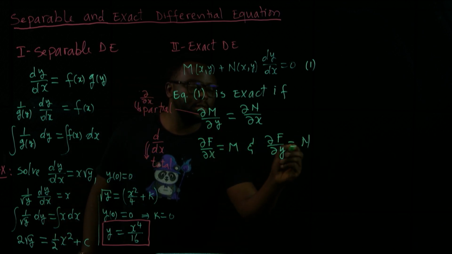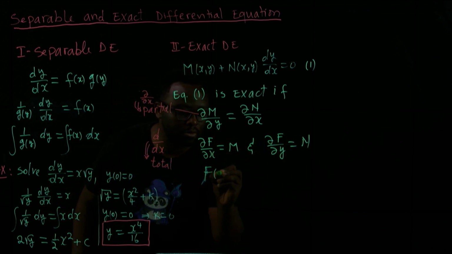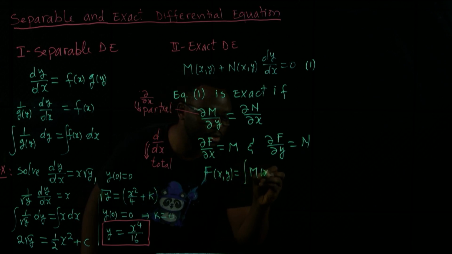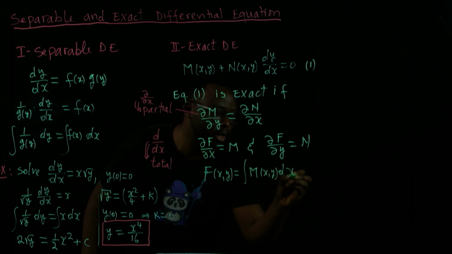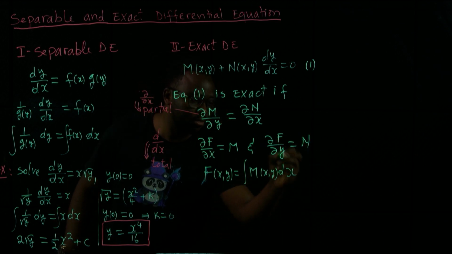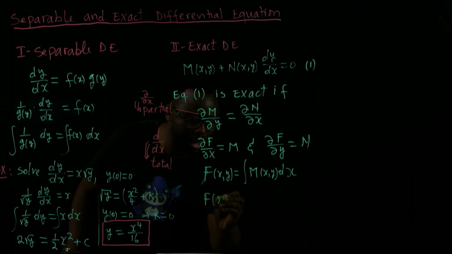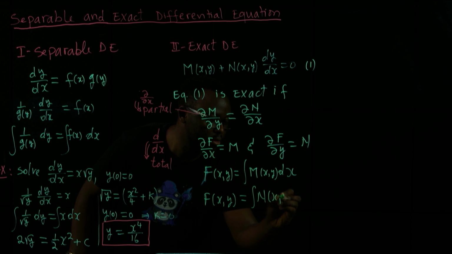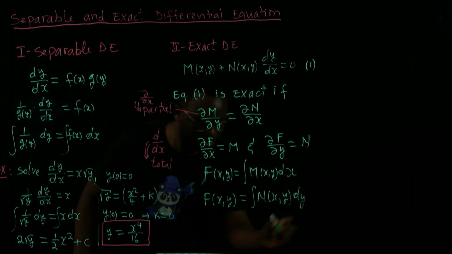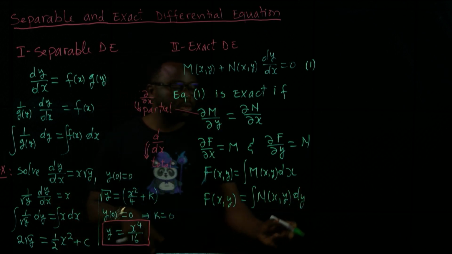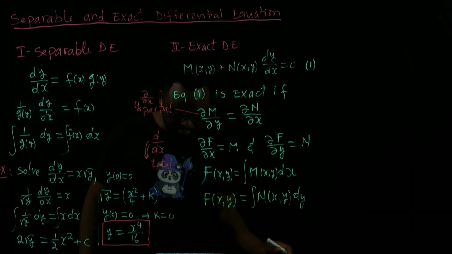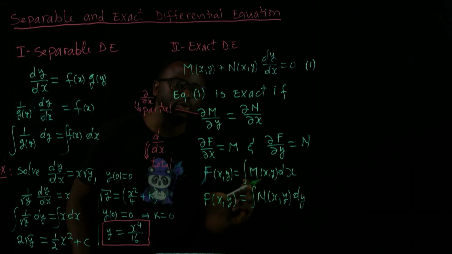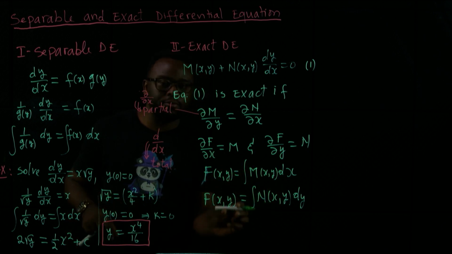Once we have this and this, then we can just integrate to obtain f of x, y is equal to the integral of M. M is also a function of x, y, times dx, okay? The same also applies for this second part. So you have f of x, y is the integral of N dy. Finally, you just have to reconcile these two expressions to obtain the final expression for f of x, y.